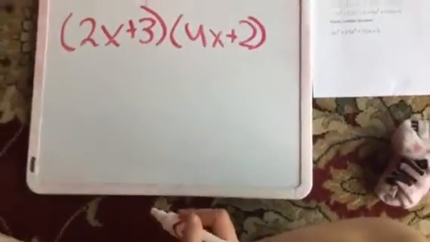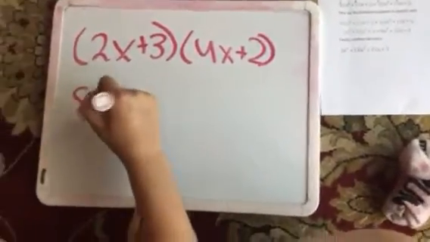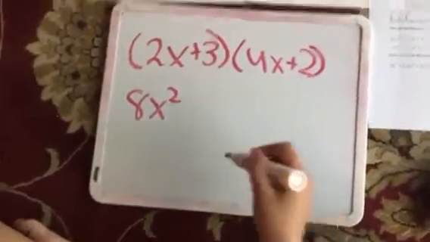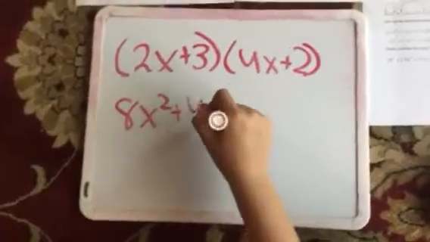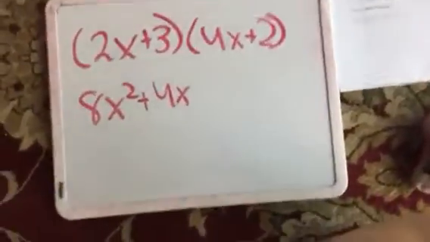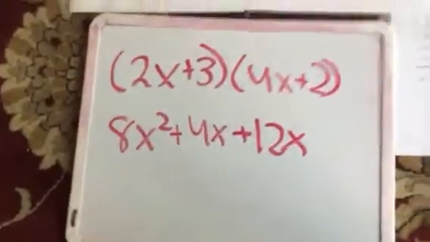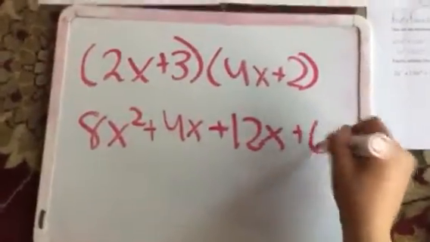So first, let's multiply the first term, so it's 8x squared. Next, let's multiply the outer term, so that's plus 4x. Next, let's multiply the inner terms, that's plus 12x. And then multiply the last term, so it's plus 6.